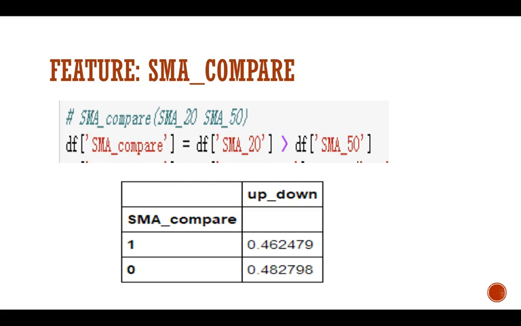Then we want to introduce the SMA compare feature, which means the SMA 20 is bigger than SMA 50. We can see the result that SMA compare is a contrary indicator which can be used.